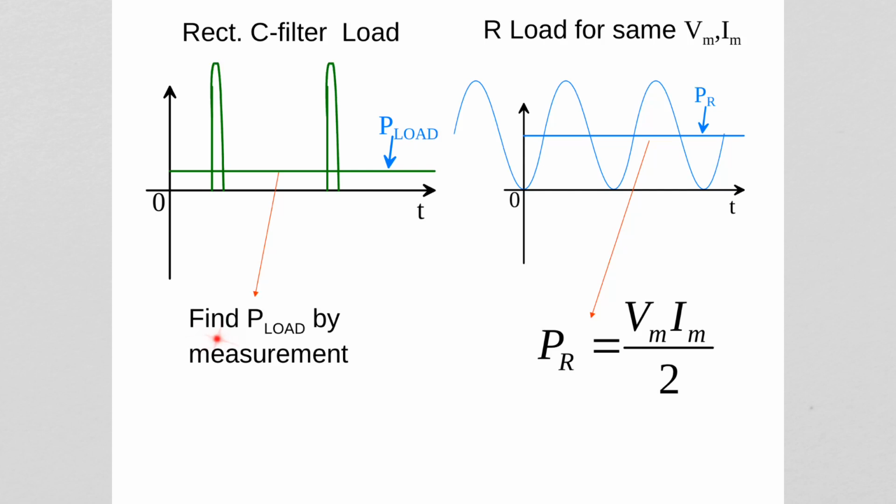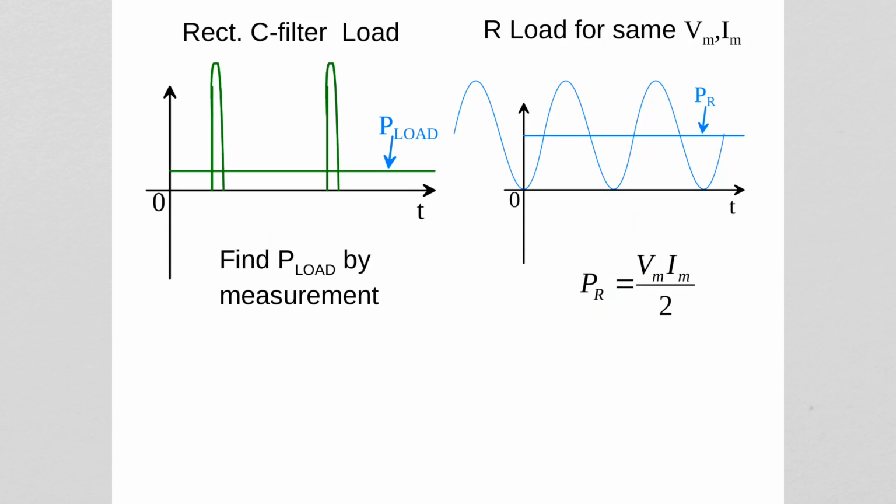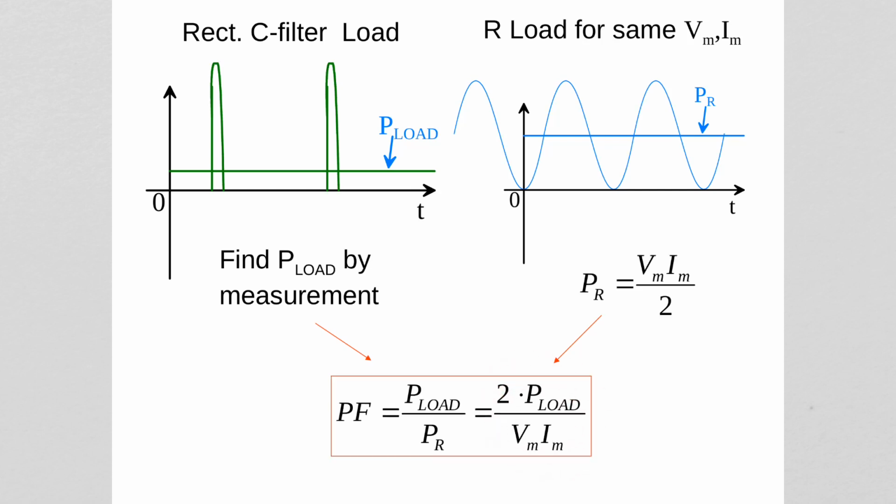So we can find that, of course, by measurement on the oscilloscope. So P load can be found out, and once you know that, combine these two. PF is P load by PR, which is 2 P load by Vm Im. So this would be the power factor equation for the rectifier C filter.